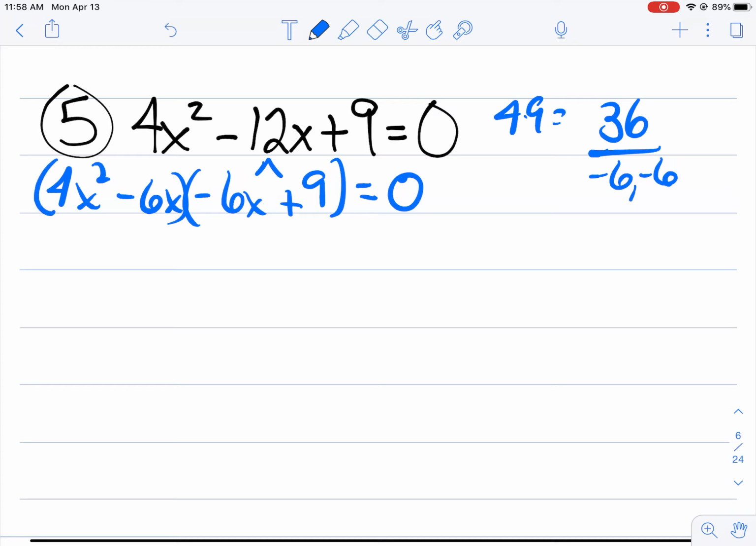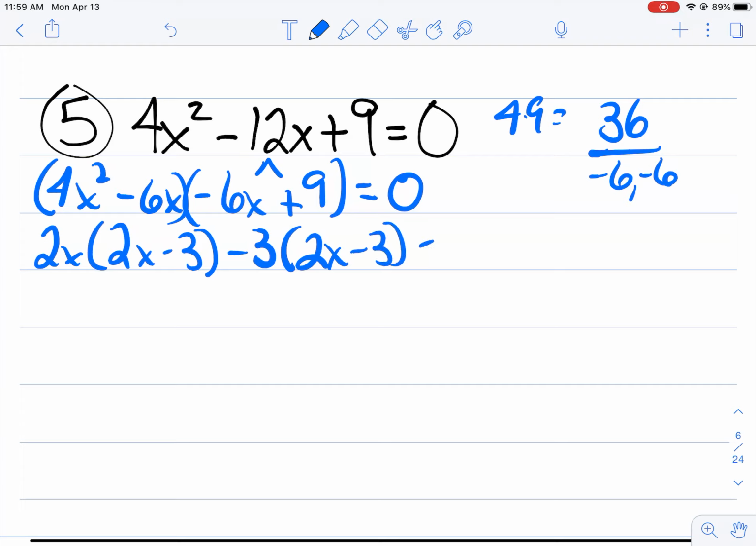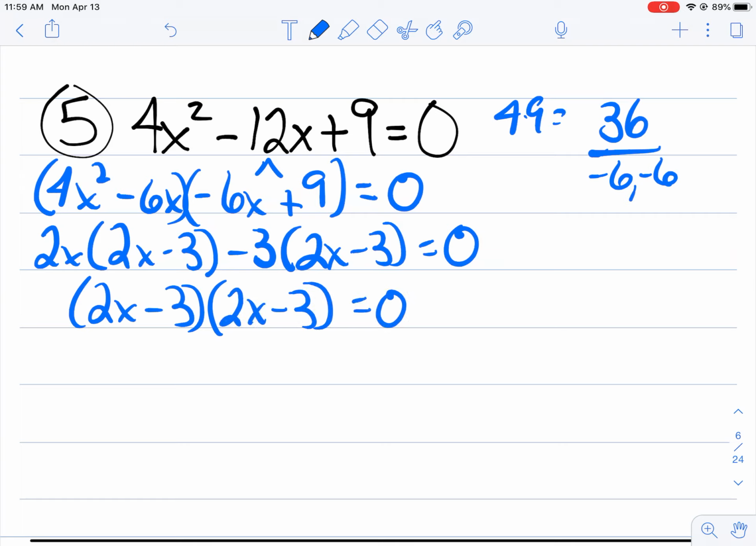So group them together. And then pull out the GCF of the first group, which is a 2x. Left over is 2x minus 3. Second group, you're going to have to switch the signs because the signs don't match up. Okay, so pull out a negative 3, and then 2x minus 3. This equals 0. All right, and then finish the factoring. You get 2x minus 3 times 2x minus 3 equals 0. Now, you notice this time both factors are the same.